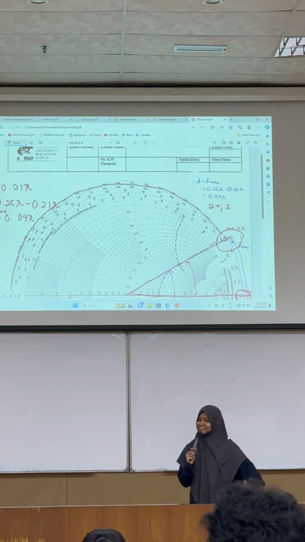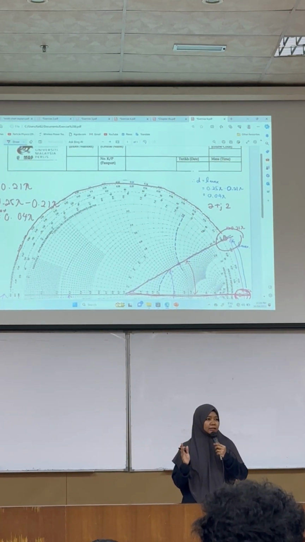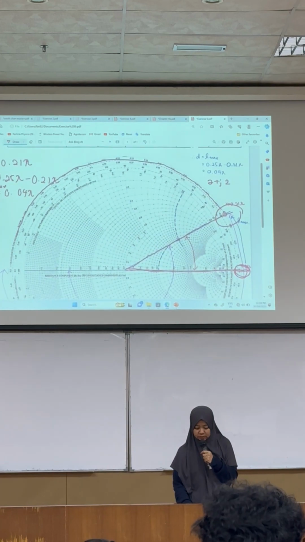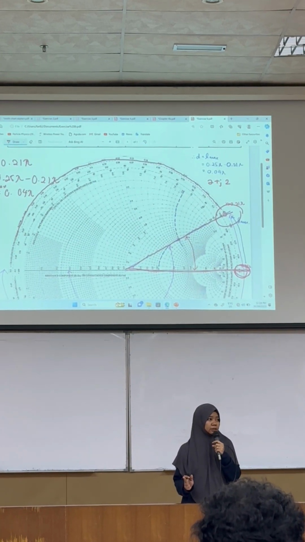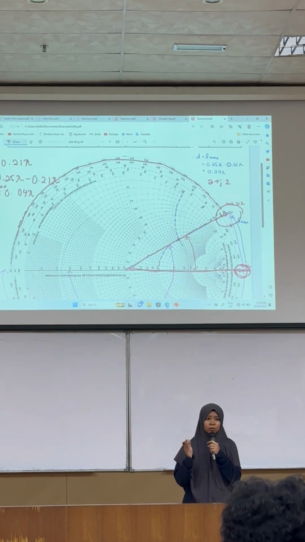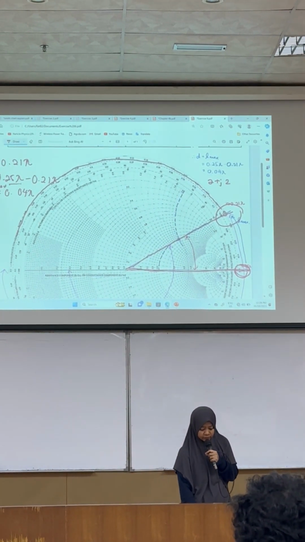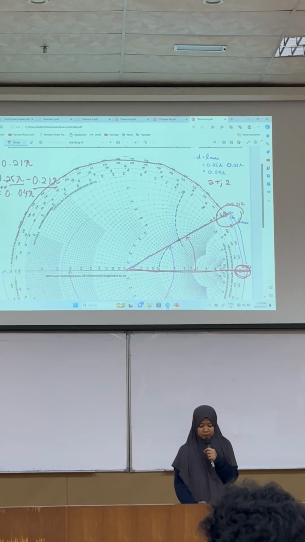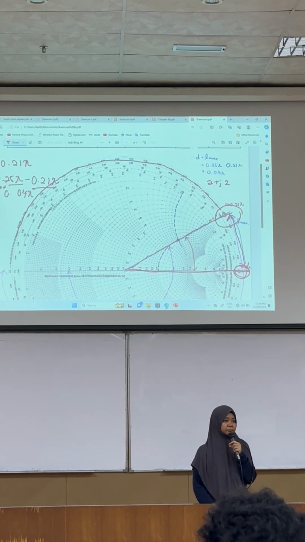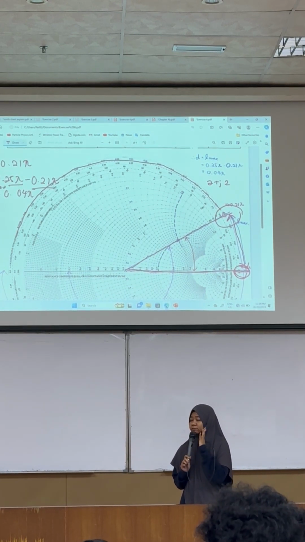Senang kan? Senang je. So Vmax happens at 0.25 lambda, and ZL is situated at 0.21 lambda. We are going to find out where the location of Vmax is. Therefore 0.25 minus 0.21 lambda. This one, inilah. Okay, boleh?